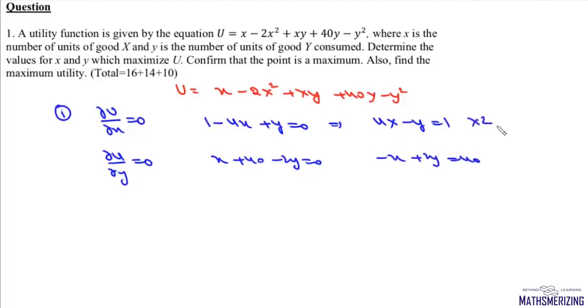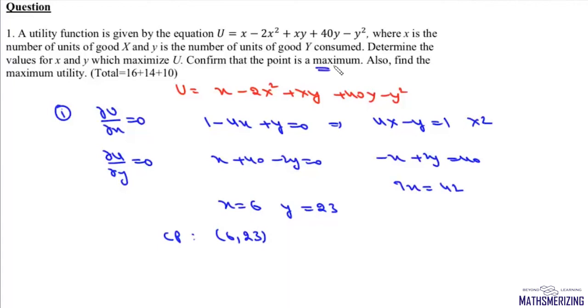Now we'll multiply it with 2 and we'll add the two equations. So we'll get 7x equals 42. So the value of x is 6. And if we put x as 6, we'll get y as 23. So the only critical point for this function is (6, 23). Now we'll need to confirm that it's a point of maximum.